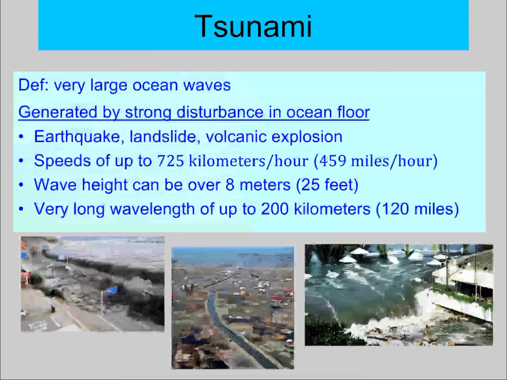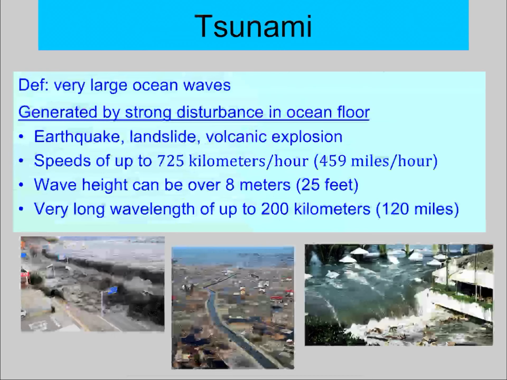So we said that sometimes what occurs with an earthquake is a tsunami. So what is a tsunami? Well, it's defined as very large ocean waves. These are not your typical ocean waves coming into shore. They are very tall, very powerful, and the wavelength between them is very, very large, which indicates its strength.